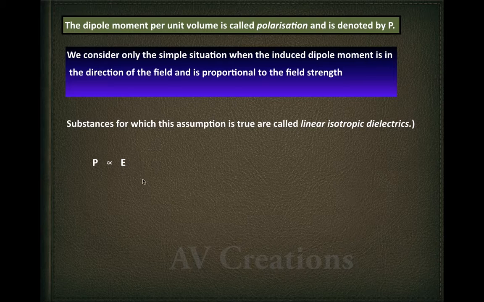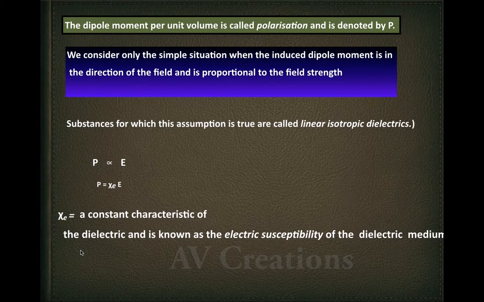Then we can say that P is proportional to E for a linear isotropic dielectric, which obeys this assumption. To remove this proportionality sign, we can add one constant, chi e. It is known as the susceptibility factor, a constant characteristic of the dielectric, known as the electric susceptibility of the dielectric medium.